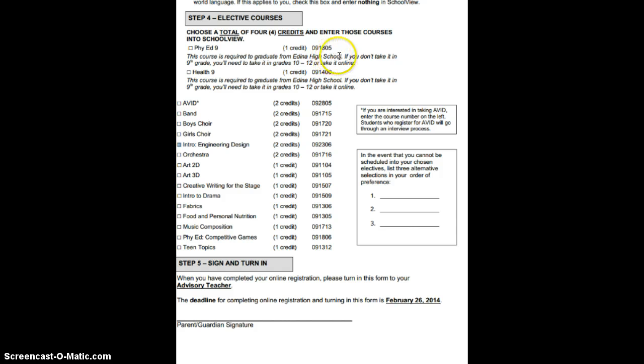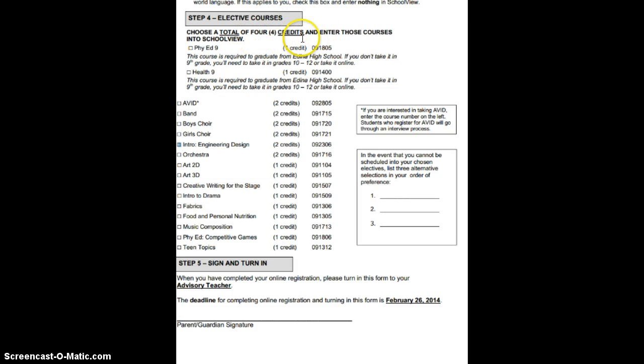What you'll see on the form is that if you don't take those in 9th grade, you'll need to take them in 10th through 12th grade, or take them online. I have information about that, which I'll share with students on the 20th, parents on the parent meeting on the 20th, and I also have available in my office if you need to contact me via email.